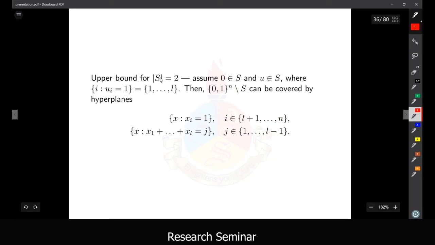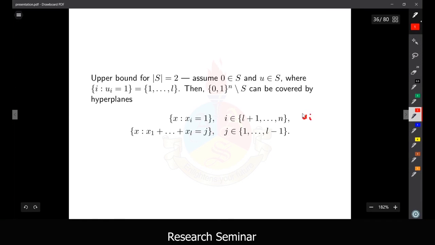So for instance, if we remove 2 points, how does it look? We can assume that one of those points is just the origin because the hypercube is symmetrical. The second point is some vector u, which we can write, by some permutation of coordinates, in the form where the non-zero coordinates are just the first L coordinates. And in this case, we can just use n-1 hyperplanes of the following form. Some of them are just that the ith coordinate is equal to 1. It is for those coordinates where ui is equal to 0.